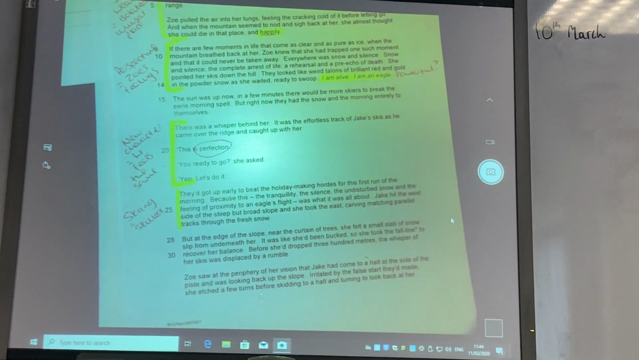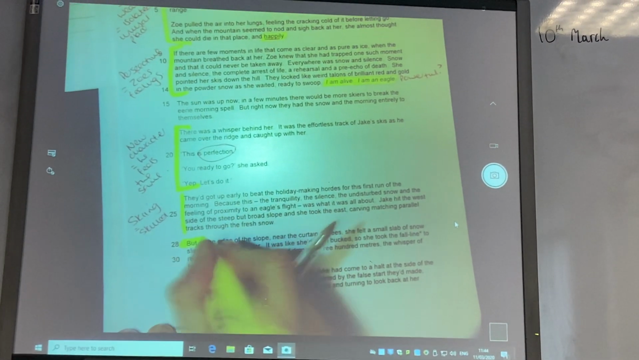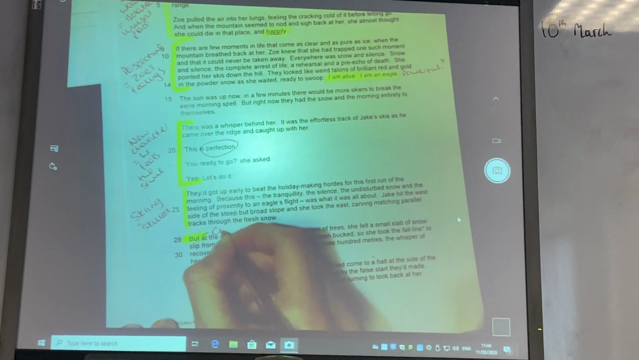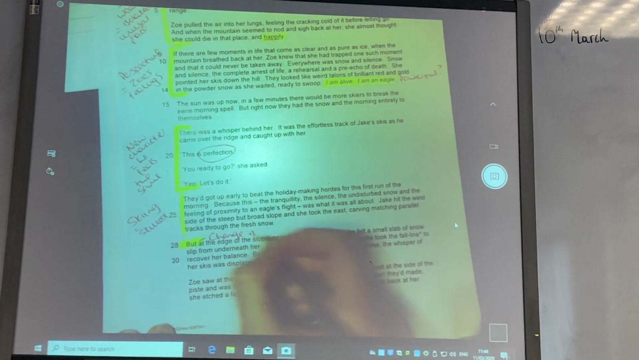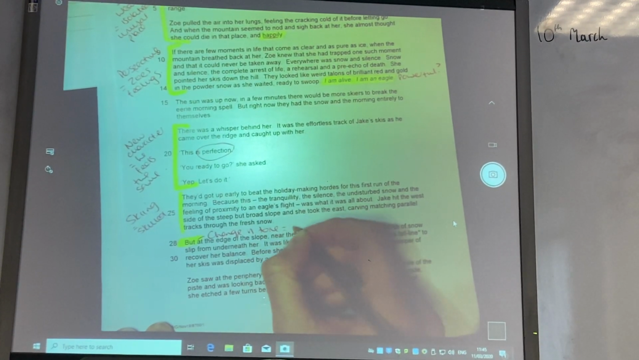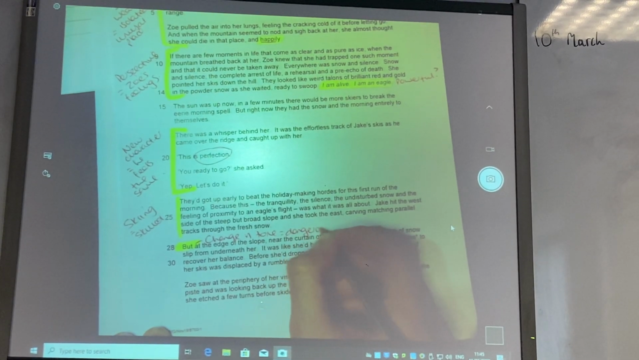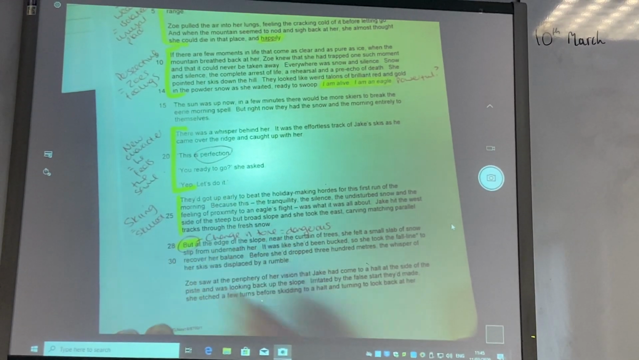So here we've got a very clear change in tone. It sounds dangerous, signalled by this word here, "but."